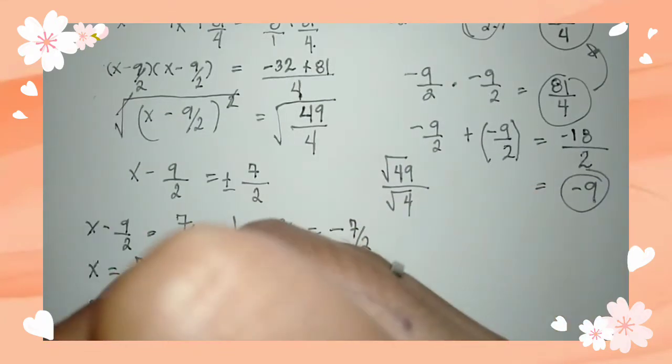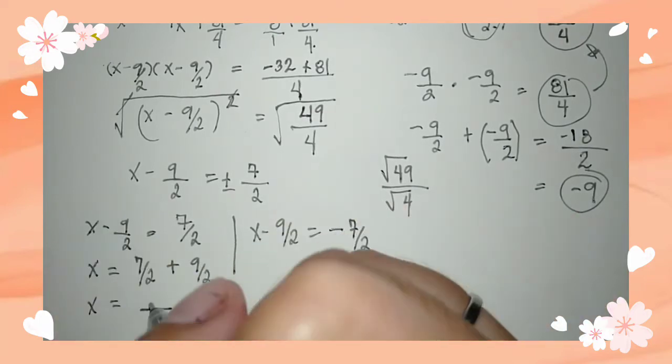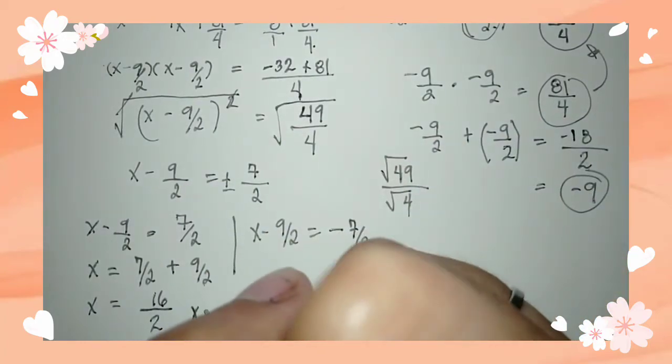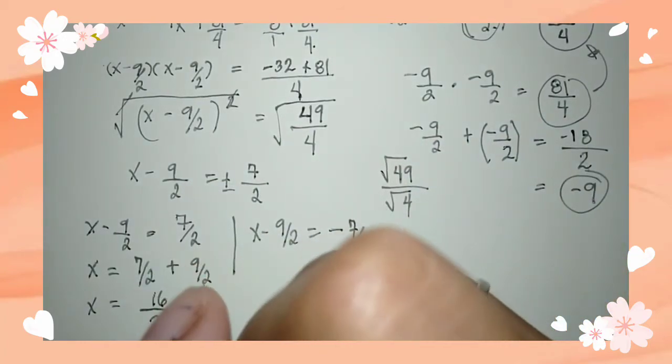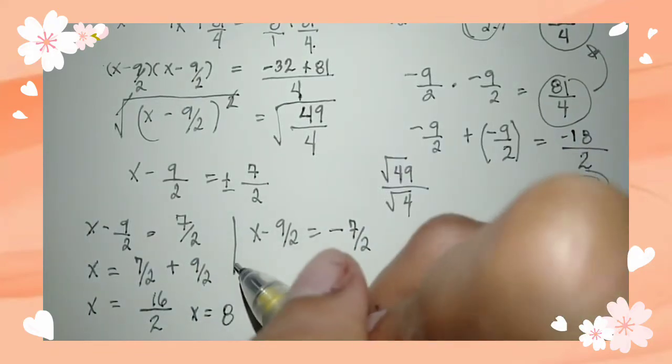Tama? And then, x is equal to, remember kapag addition of fraction, kapag parehas ng denominator, ikakopy lang natin siya as sa denominator. And of course, we're just going to add 7 plus 9. So, 7 plus 9 is equal to 16. And then, the answer is x is equal to 16 divided by 2 is 8. So, that's it. Next is here.